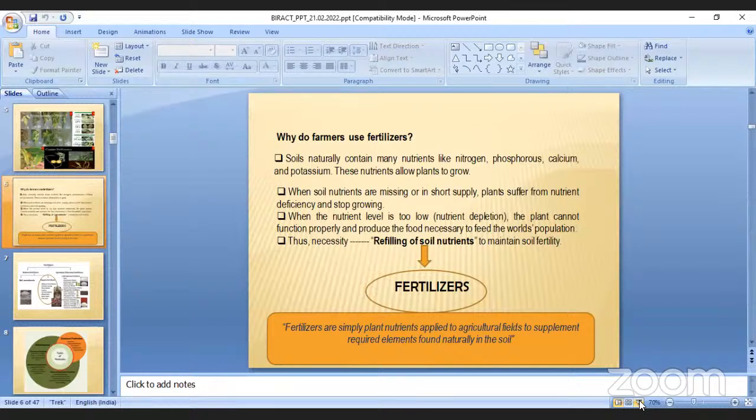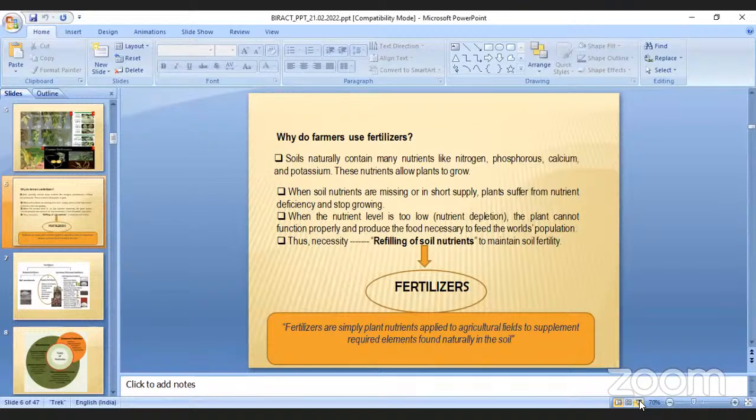But what happens when the nutrient level is low? Sometimes the nutrient level becomes very low because of short supply, because of reuse, or because of use by the plants. In that case, the plant cannot function properly. That means these are nutrient stress conditions. As a result, there is a need for refilling of soil nutrients. This is why farmers have to depend on fertilizers. Okay. Although the nutrients are in soil, due to our cropping system or use by the plants, at one moment the soil gets starved of nutrients. So that's why we have to add the fertilizer.